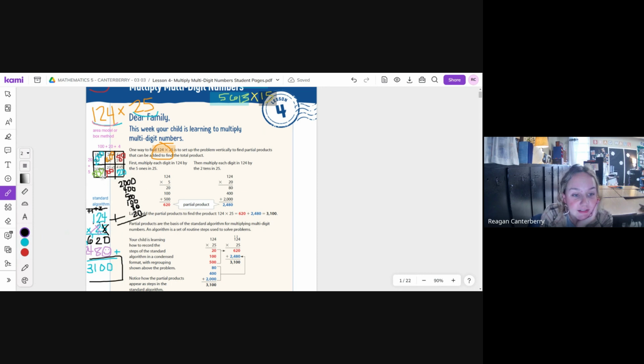Okay, so that's the area model. The reason this is good is because what they're doing is they're getting to break apart the number 124 and 25. Those numbers might be too hard for them to multiply, but if they break it apart into these different equations, it becomes a little bit easier and quicker for them to get these partial products.